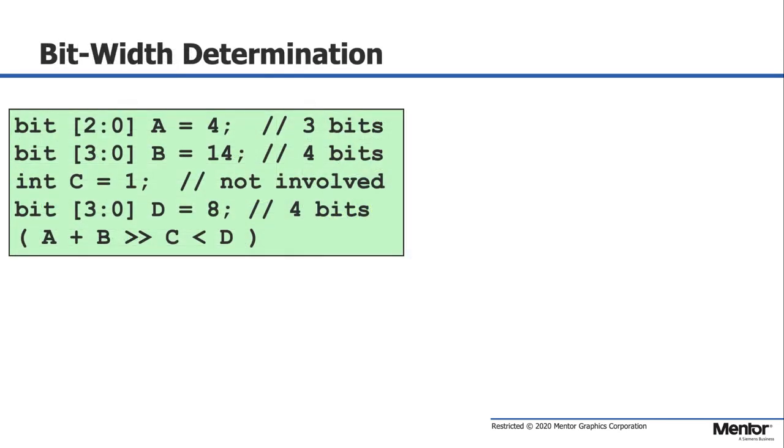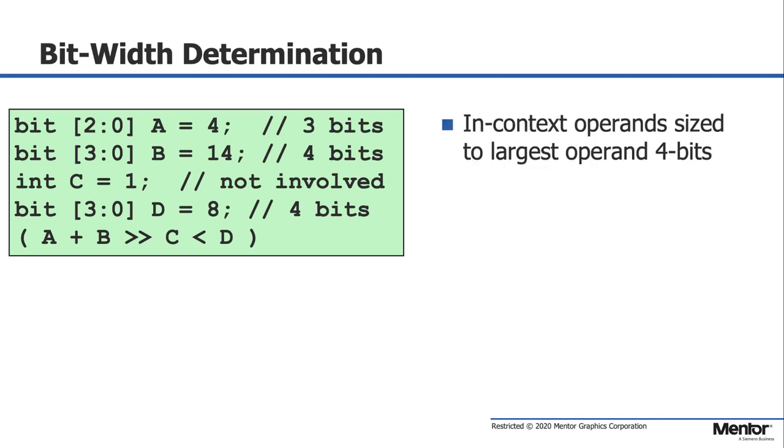Now let's see how bit width determination works in a little bit more detail here. We're going to define the variable a as a 3-bit variable and b as a 4-bit variable. c doesn't really matter in this case what its size is because it's not involved with the context of the rest of the expression. And d will be given a 4-bit value. That means that all of these expressions will be sized to the largest operand, which is 4 bits.